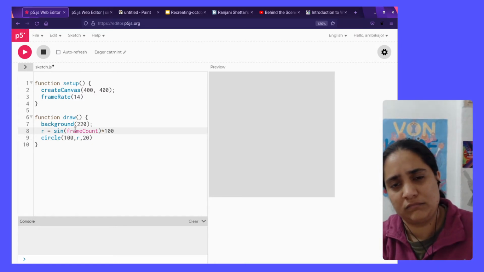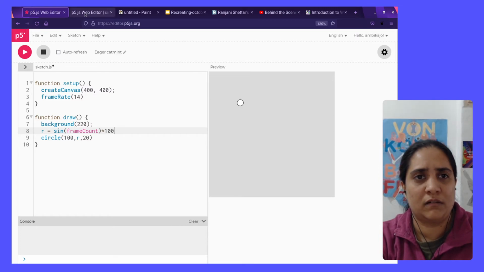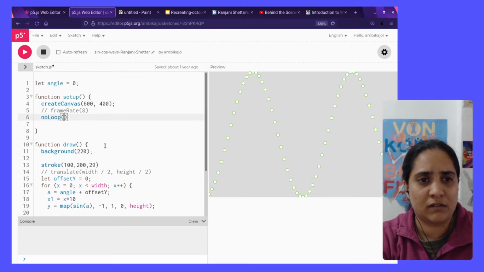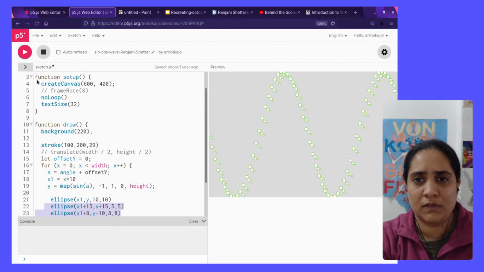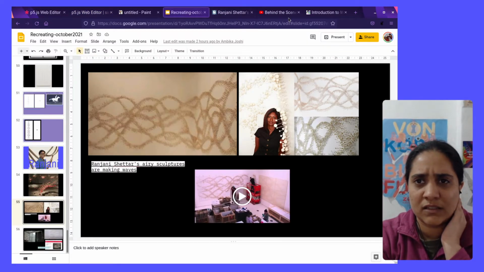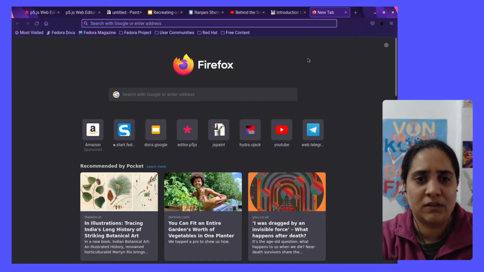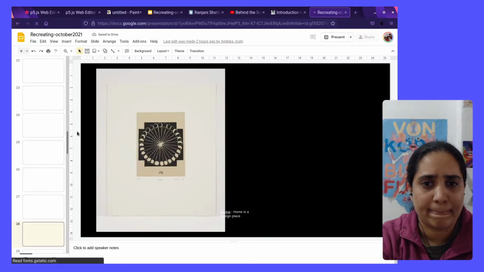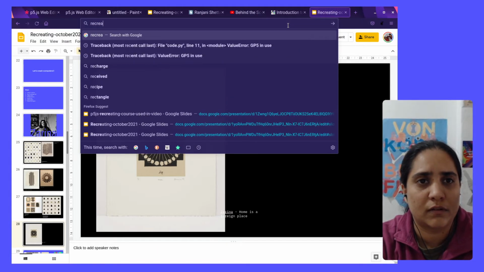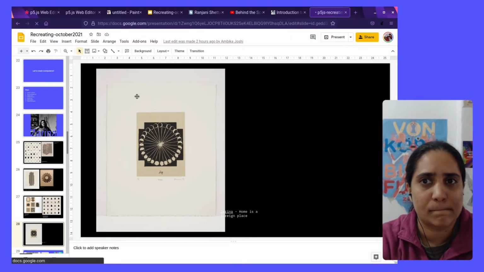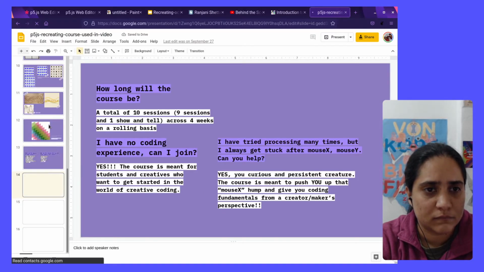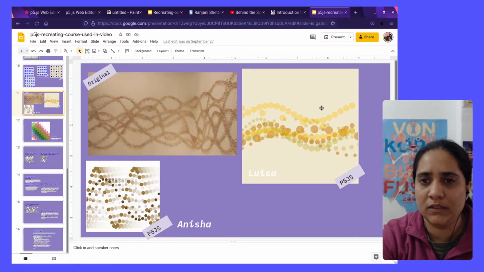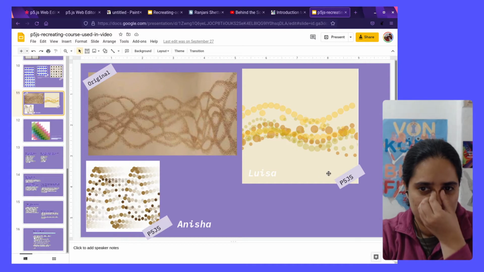So you can try it out in different ways, but my recommendation is to continue with the Ranjini Shettar artwork, which is this one. And I think there were some very nice ones that people ended up doing. Let me see if I can find it. I think it was there in the presentation. Oh, this is yours, sorry. Anisha has done something very nice. Louisa has done something quite nice as well.